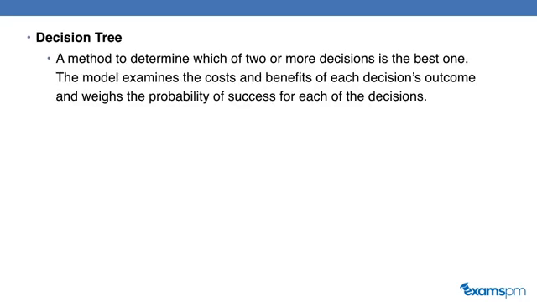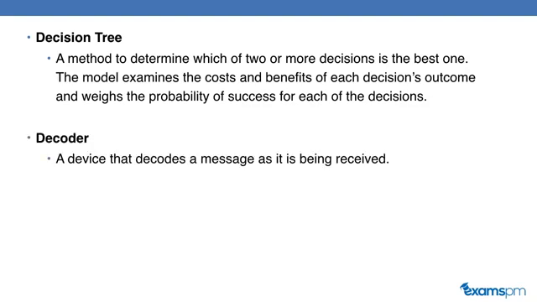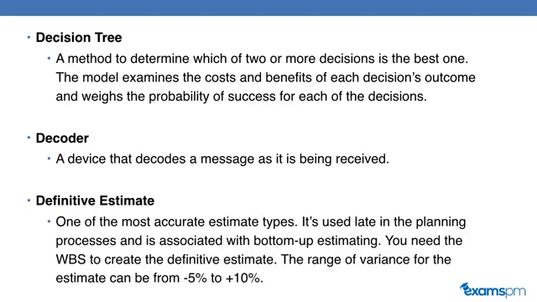Decision tree. Decision tree is a method to determine which of the two or more decisions is the best one. The model examines the cost and benefit of each decision's outcome and weighs the probability of success of each of the decisions. Decoder, a device that decodes the message as it is being received.